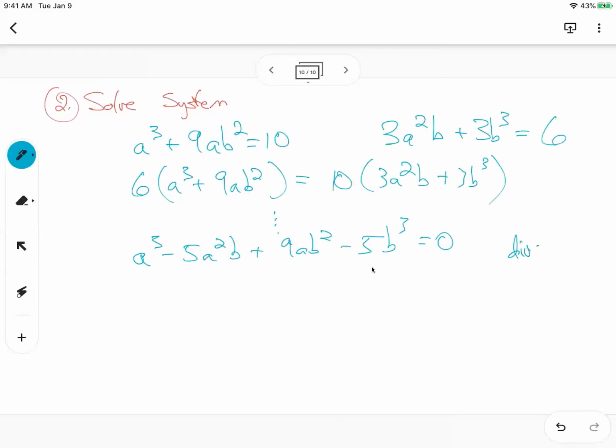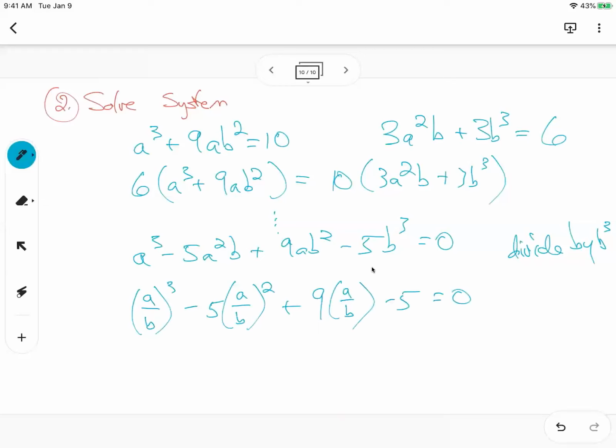Divide by b cubed, and I get a over b cubed minus 5a over b squared plus 9a over b minus 5 equals 0. And by letting y equals a over b, you see I have a common cubic.